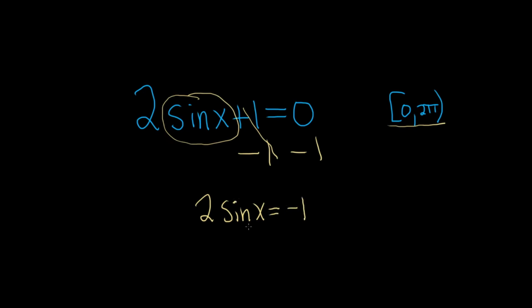We're almost there. To finish solving for sine, we simply have to divide by 2. So divide by 2, divide by 2. And so we have that the sine of x is equal to -1/2.